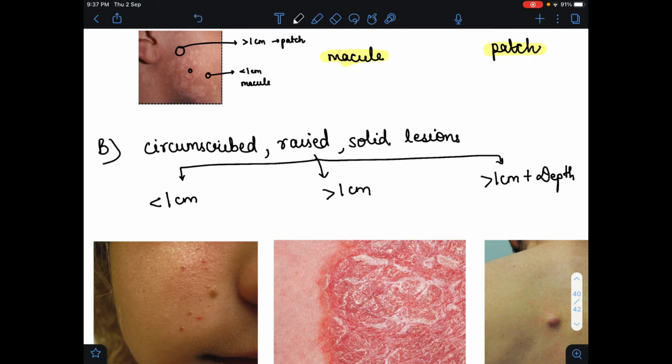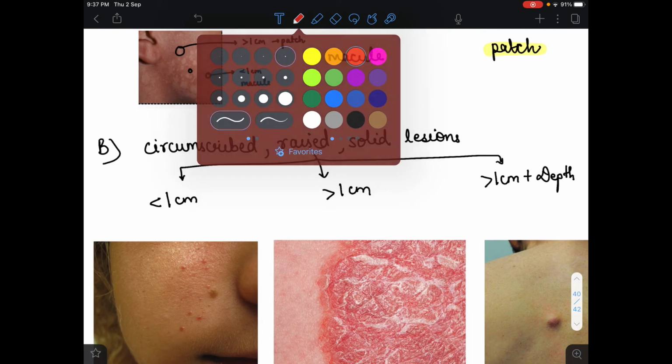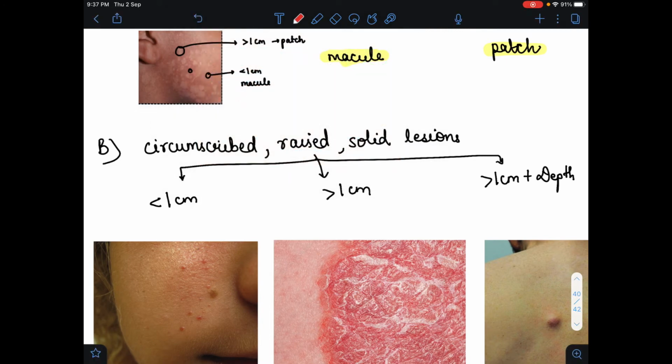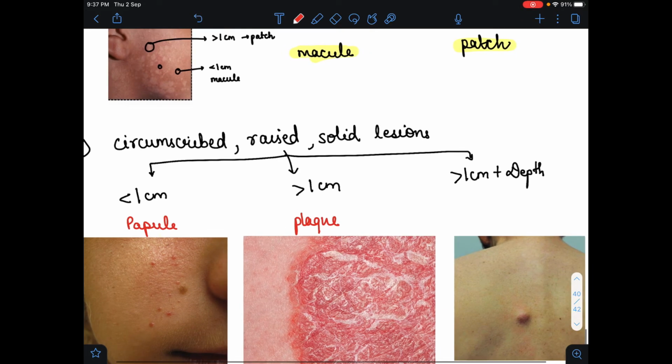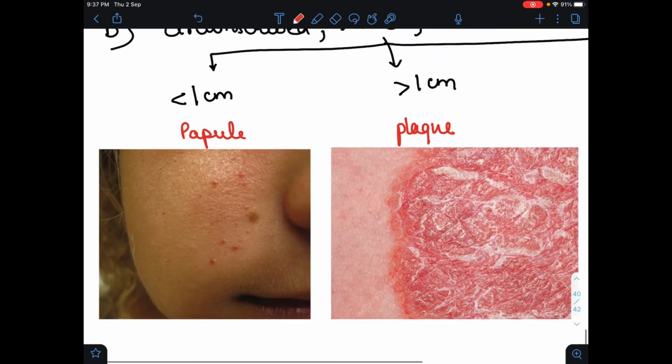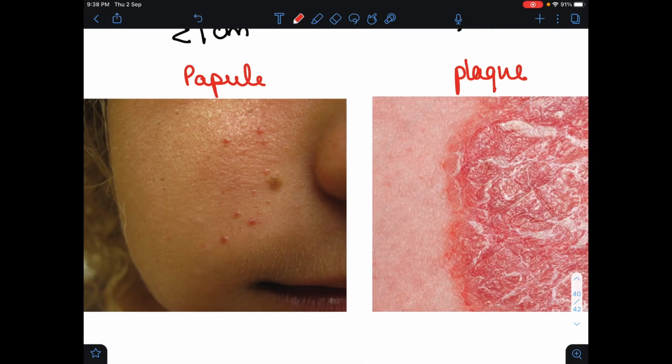When the lesion is raised, meaning we can palpate it, and it is a solid type, less than 1 centimeter is papule. More than 1 centimeter is plaque, and more than 1 centimeter plus the lesion having depth is a nodule.